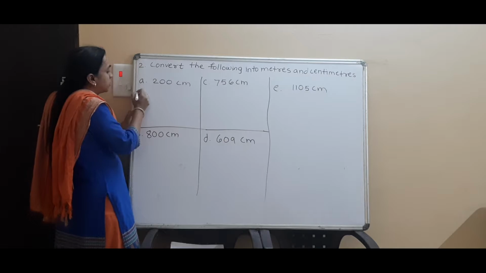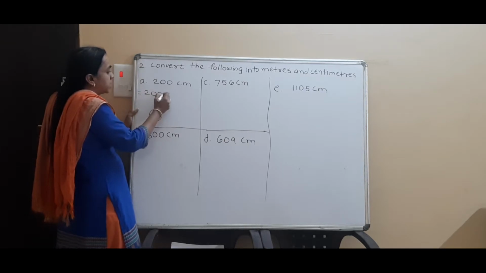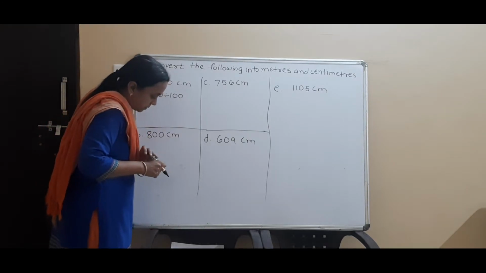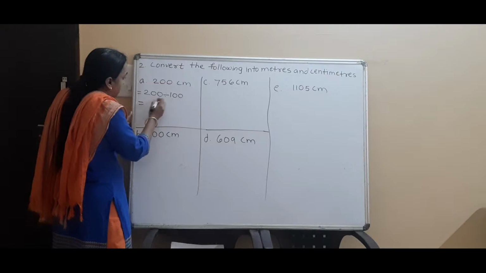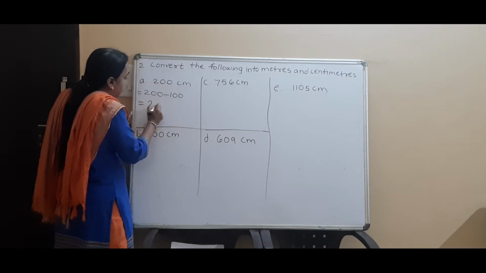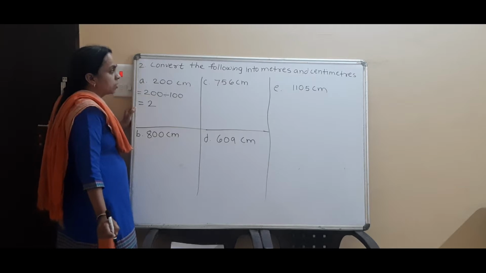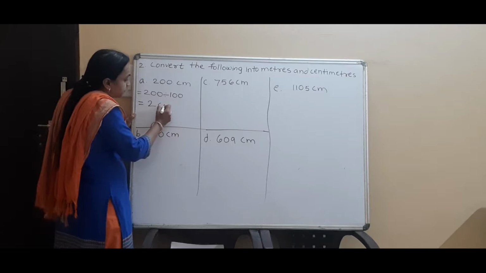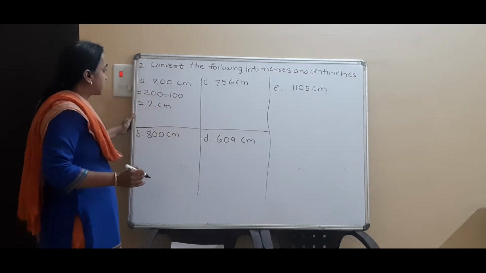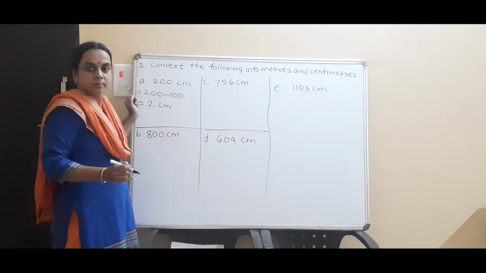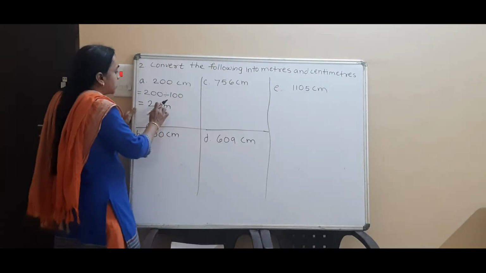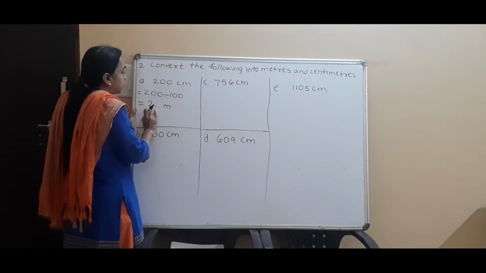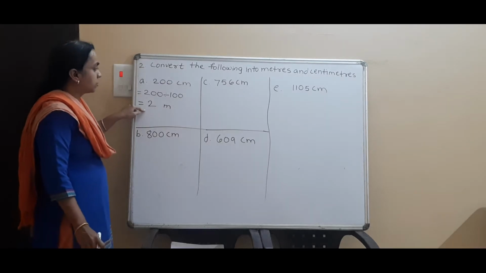Okay, so what you will do? You will do 200 divided by 100. This 100 equal to how much? 200 divided by 100. 100 2s are 200. So what you will write here? 2 centimeter is our answer. Sorry, 2 centimeter no. We have to convert into meter. So what is our answer? 2 meter.